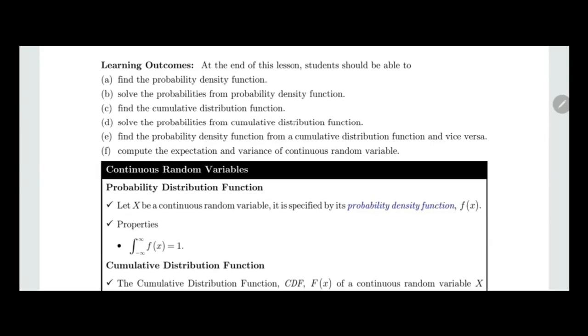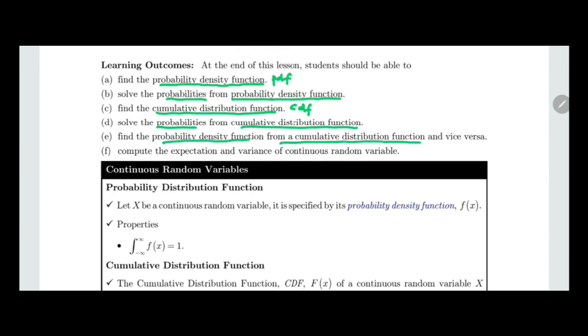For the learning outcomes at the end of the lesson, students should be able to find the probability density function, or in short form, the PDF, and solve the probability from the probability density function. Next, find the cumulative distribution function, in short form the CDF. Solve the probabilities from the cumulative distribution function. And next, find the probability density function from a cumulative distribution function and vice versa. And lastly, compute the expectation and variance of continuous random variable.